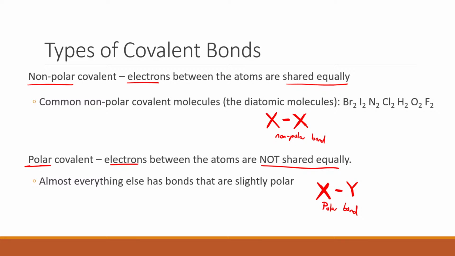The only way an atom can share electrons equally is if it is sharing with itself. There's nothing else that has the exact same pull on those electrons. And so there's only one way to tell. If the same thing is on either side of the bond, this bond is nonpolar. If there's different things on either side of the bond, this bond is polar.